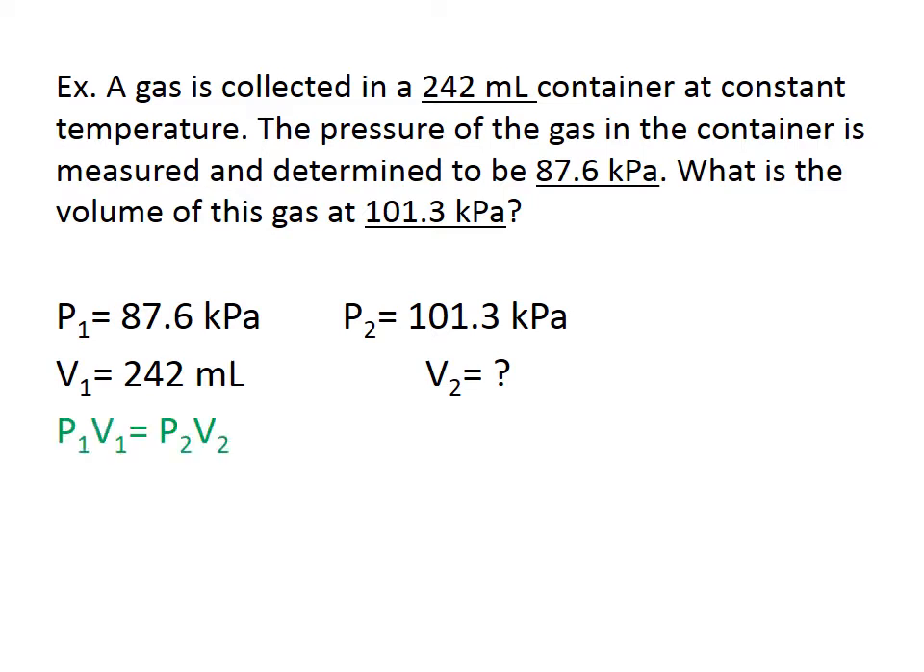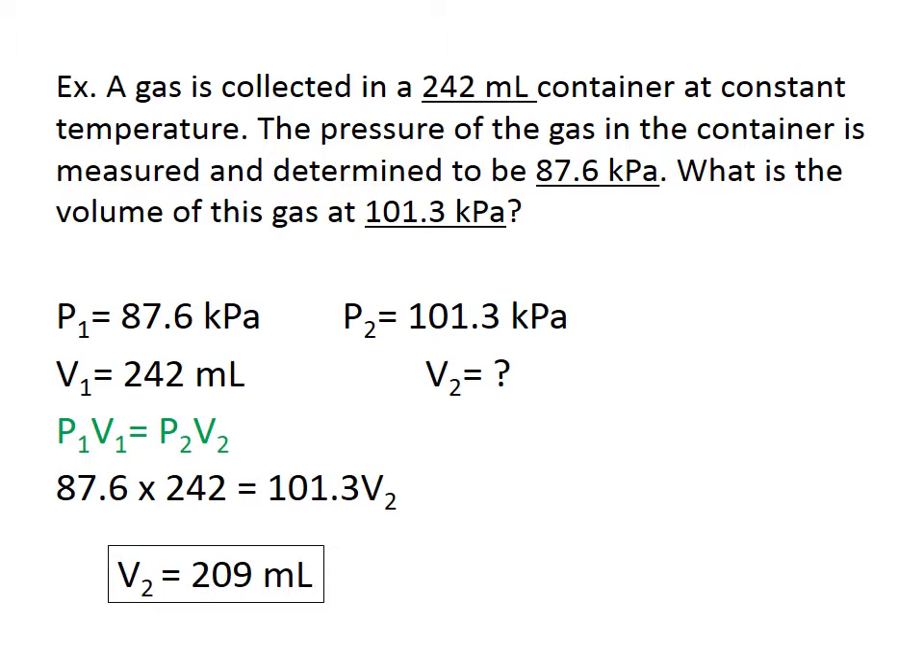So we use our relationship P1V1 is equal to P2V2. Now we're going to substitute our values into the equation. We already know what P1 is, we know what V1 is, we know what P2 is, but we don't know V2. So this is what we get: 87.6 times 242 is equal to 101.3 V2. So we're going to solve for V2 by dividing 87.6 times 242 by 101.3, and we get 209 milliliters.